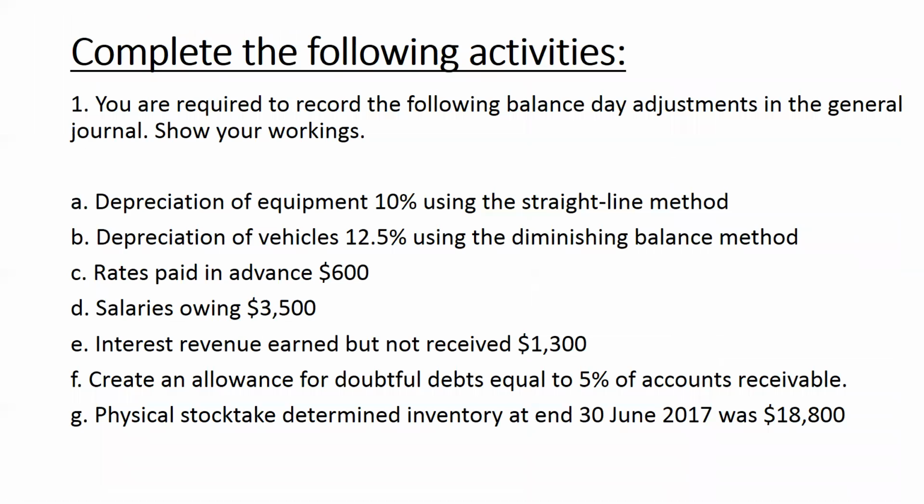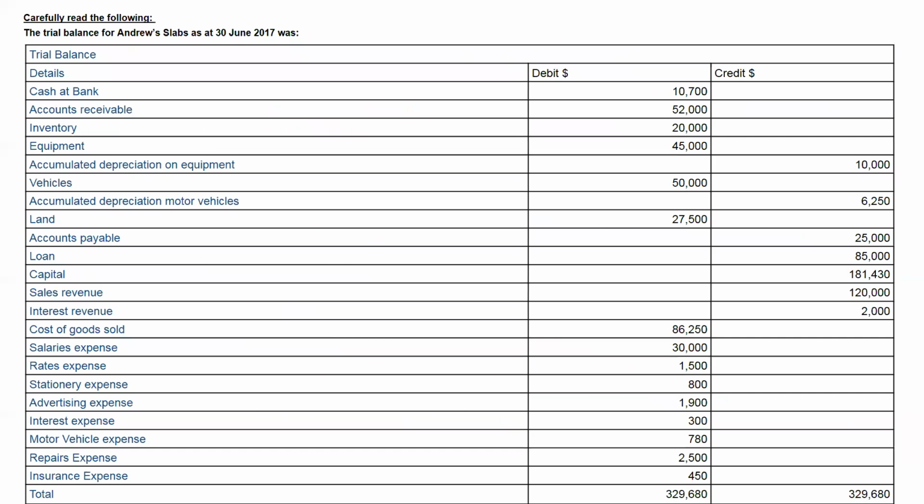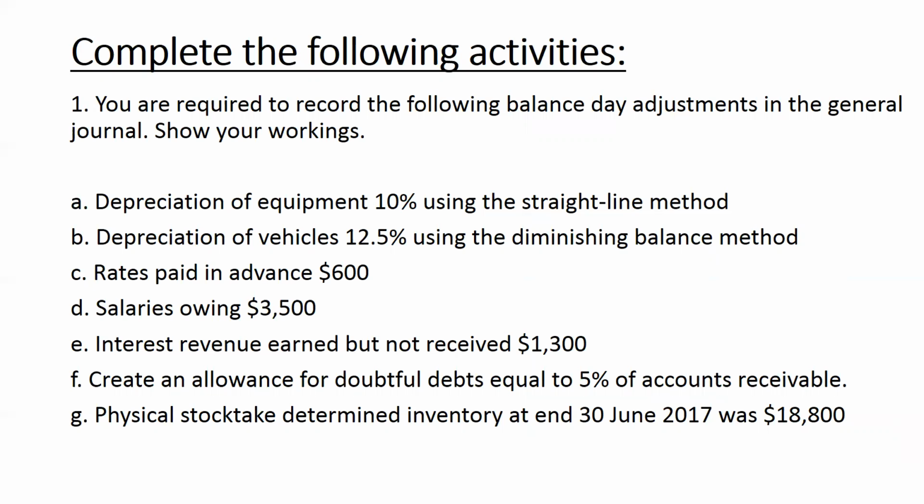Now what we have to do. This is the first task. Let's assume you are required to record the following balance adjustments in the general journal. Show your workings. Normally in accounting, on the last day of the accounts record, we find some new transactions, meaning transactions not included in this trial balance. So we need to add them to this trial balance and create a new adjusted trial balance.